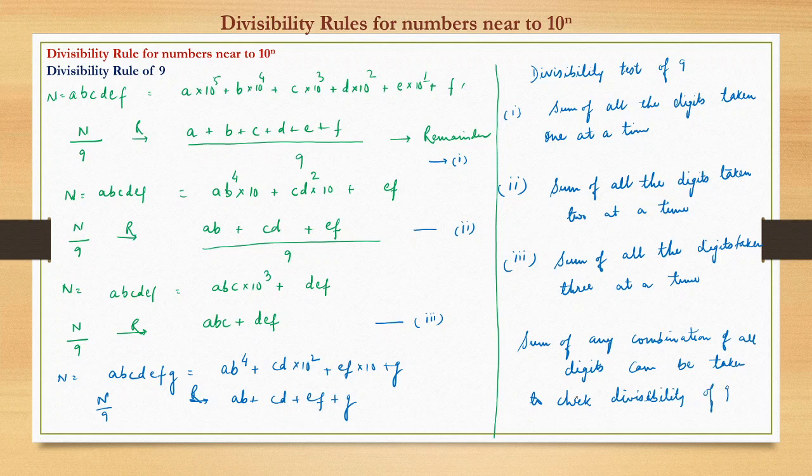So this is a very important concept. It's not necessary, as we have learned so far, that we have to take all the digits individually and add them and see whether it's divisible. We can even take two at a time, three at a time, or any other combination, and if that is divisible by 9, then the whole number will be divisible by 9. This is the basic idea which is coming out.